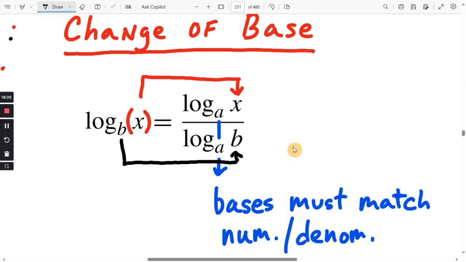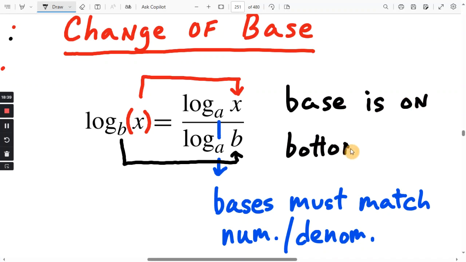All right, so the way I remember this, the base is on the bottom. See, the b's match, the base is on the bottom. That's how I remember it. When you rewrite the log as a fraction, the base number is on the bottom. So that's how I remember it.